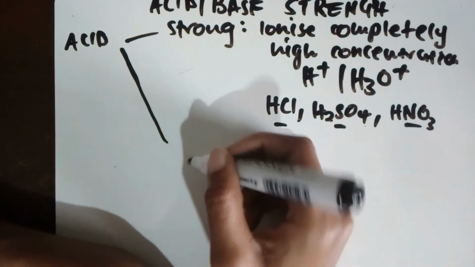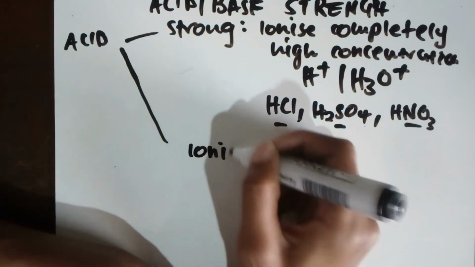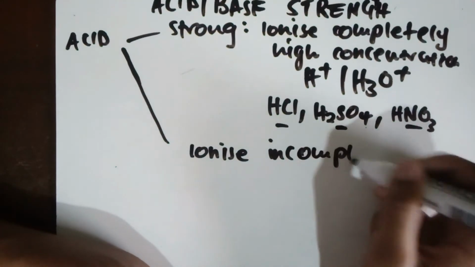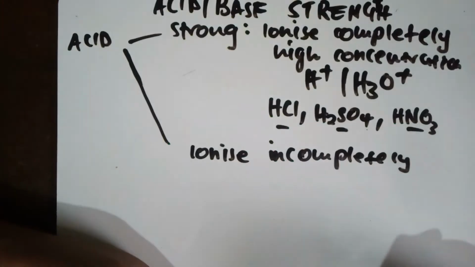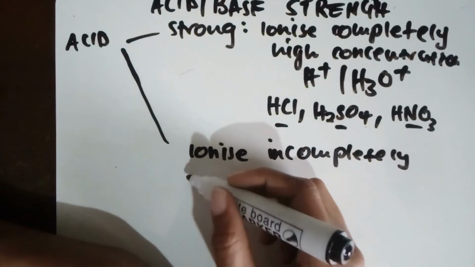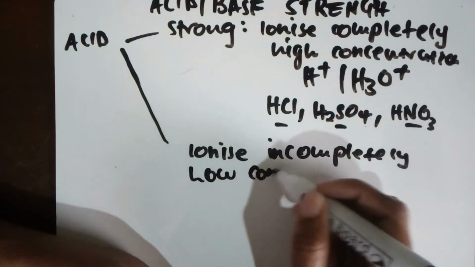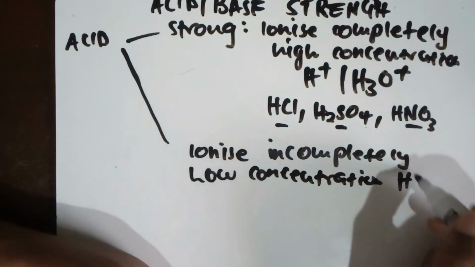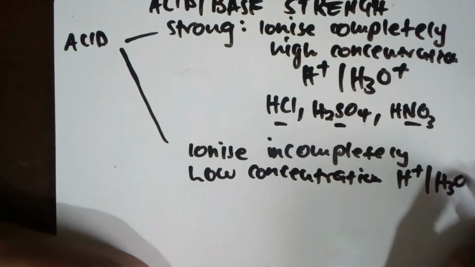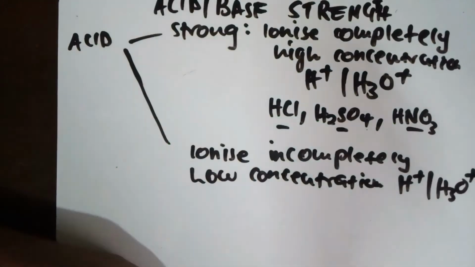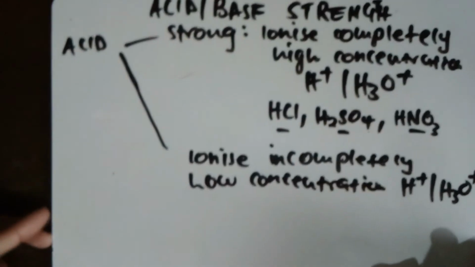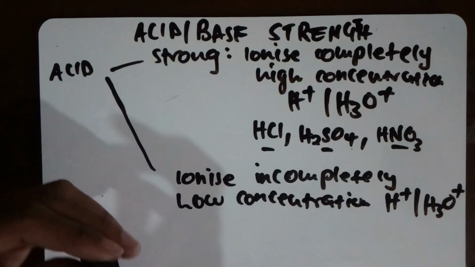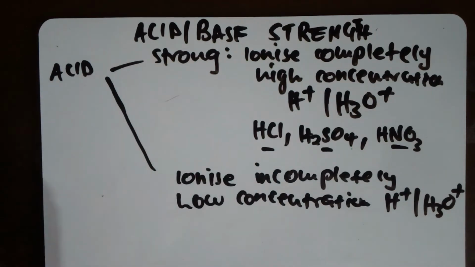They ionize incompletely when added in water, and they form a very low concentration of either hydrogen ions or hydronium ions, right? So this is very important for you. It's very important for you to be able to distinguish between, or to define the difference between, a strong acid and a weak acid, right?